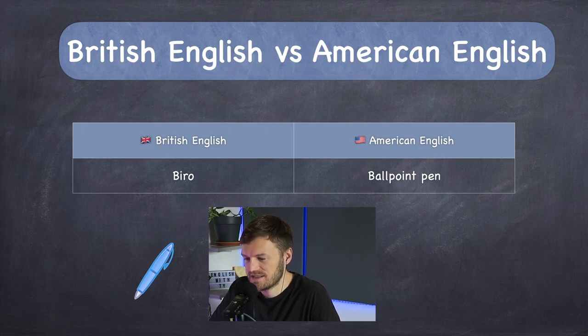In American English, this is called ballpoint pen. So ball as in B-A-L-L and then point as in P-O-I-N-T and then pen, P-E-N. Ballpoint pen. And in British English, people would say biro. B-I-R-O.